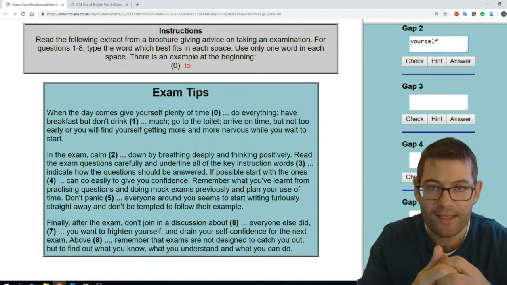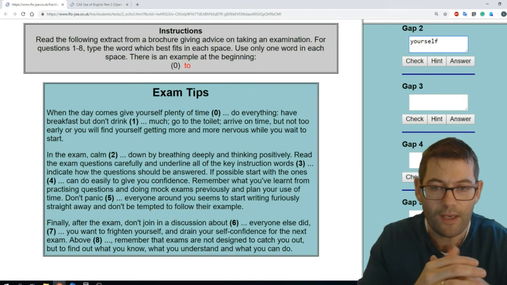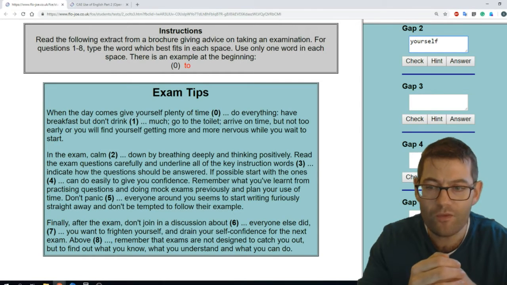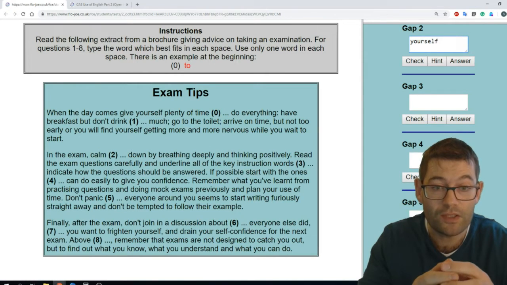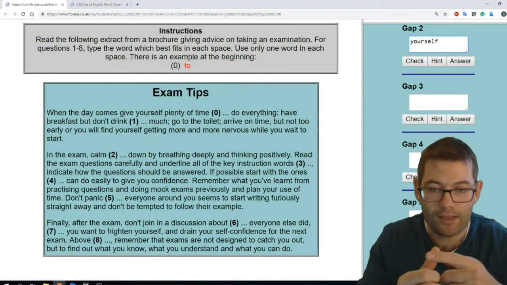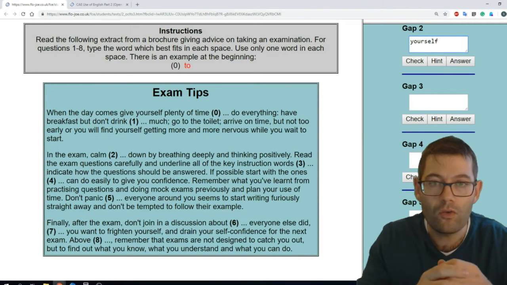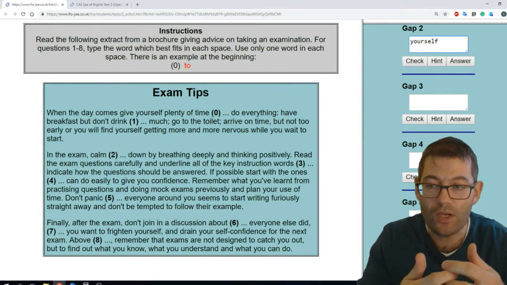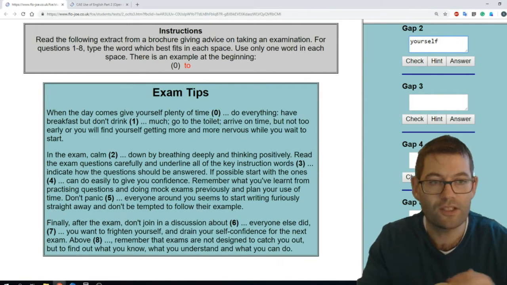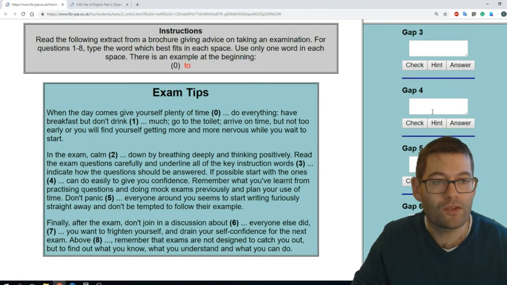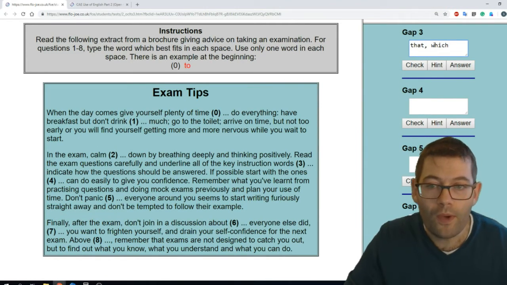So what we need here is a relative pronoun, the correct relative pronoun to refer to key instruction words. And we've got two choices because of the structure of this relative clause. We could say underline all of the key instruction words that indicate, or we could say key instruction words which indicate how the questions should be answered. So for gap number 3, there are 2 possible answers here, that or which.